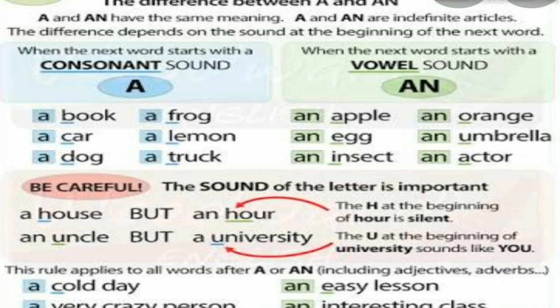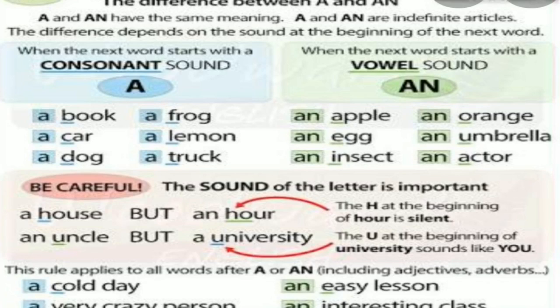We say R, we never say hour, we say R. And looking at this, an uncle, but a university. A university, because the sound, the U at the beginning of university, sounds like you. So here it is a university, but an uncle. So A, E, I, U, it depends upon the sound.